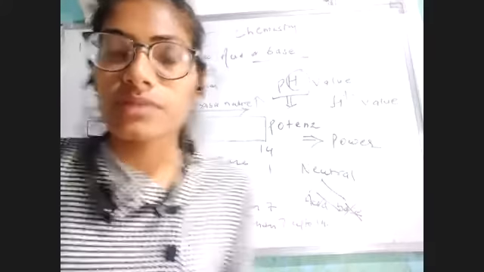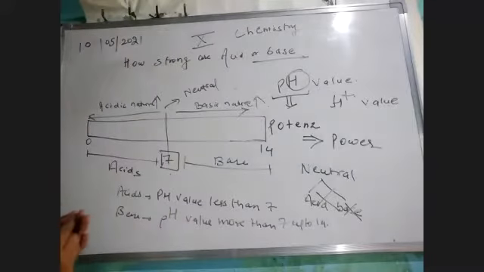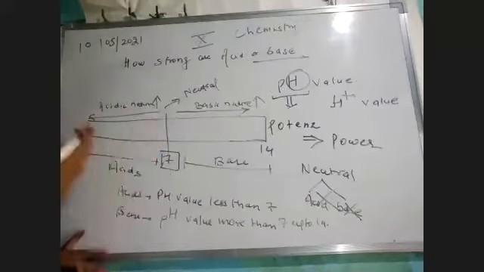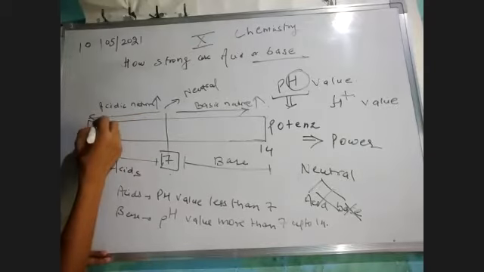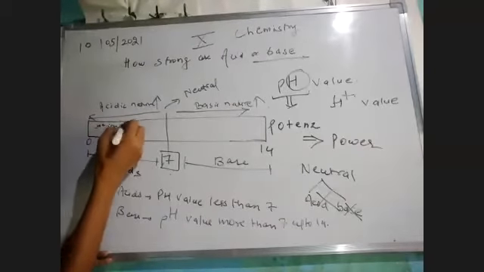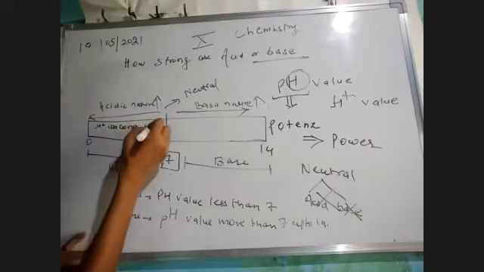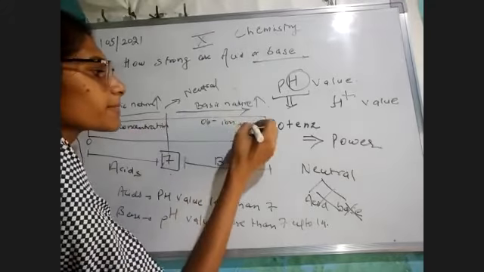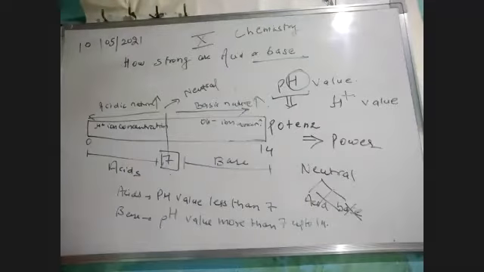Let me explain. Okay, first point: the acidic nature keeps on increasing. That means the H positive ion concentration is greater over here than the OH negative ion concentration. Let me give you some examples which would further illustrate your topic.